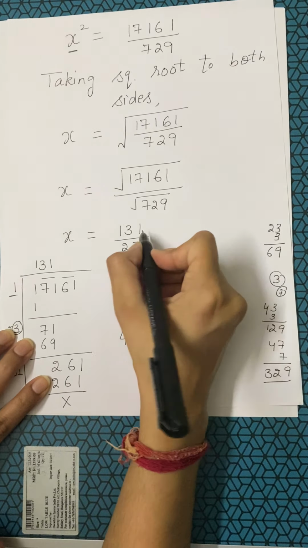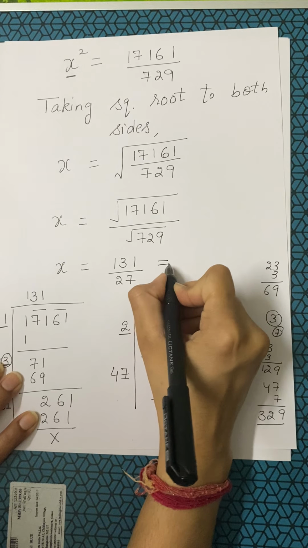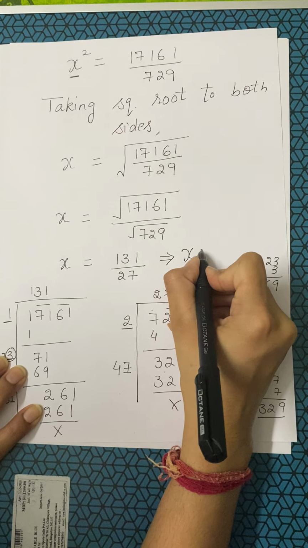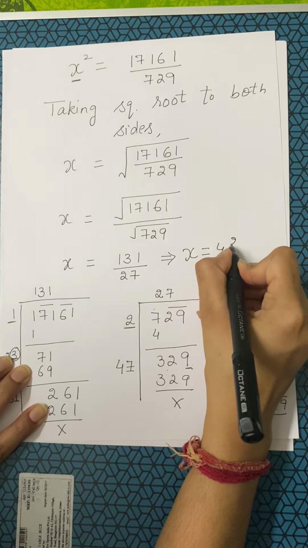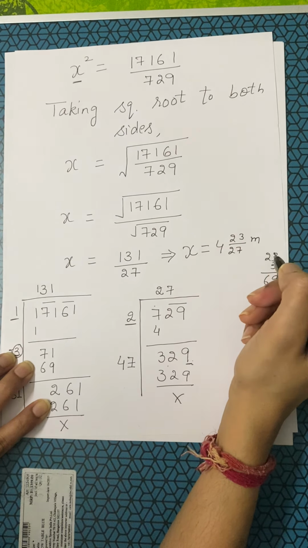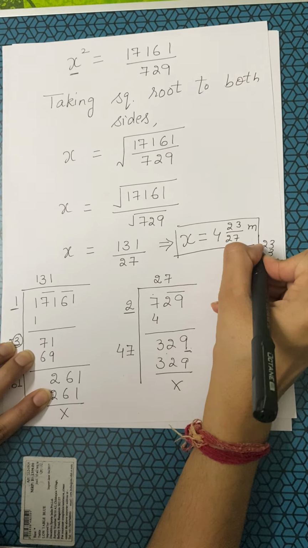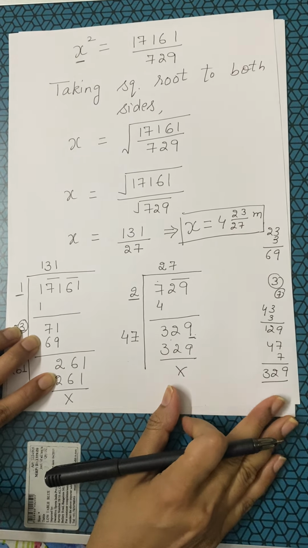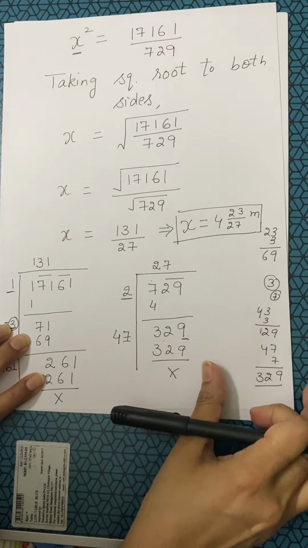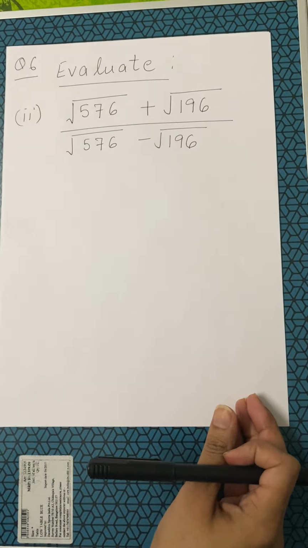Okay, here the numerator is greater than the denominator, and if I try to convert this into a mixed fraction, x will come out to be 423 upon 27 meters. So this is the side of the square which we are getting. Related to this, we have question number 4 in exercise 3.6. So students, kindly try that question as well.